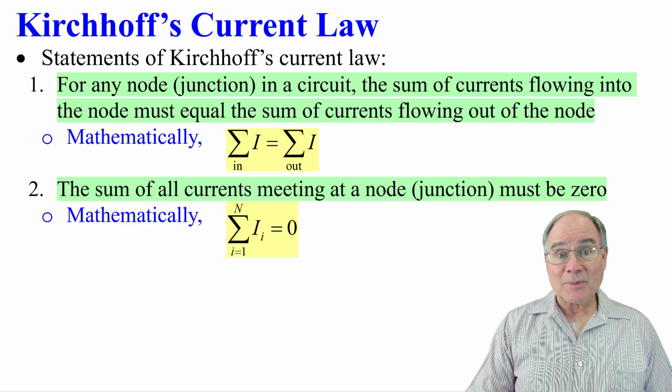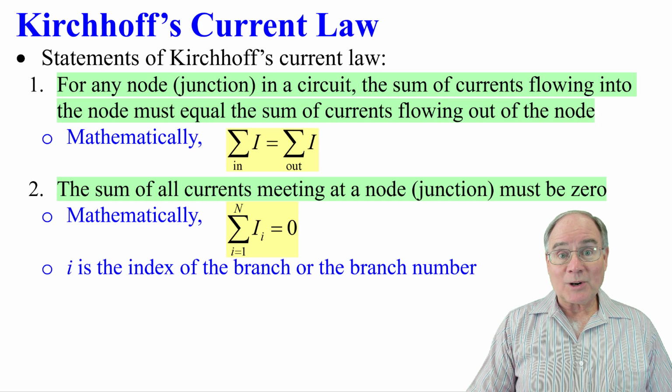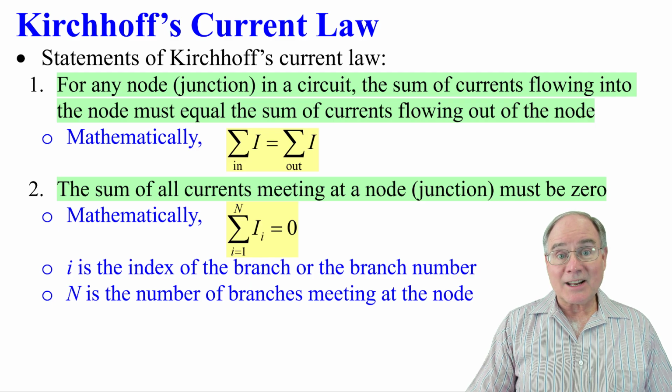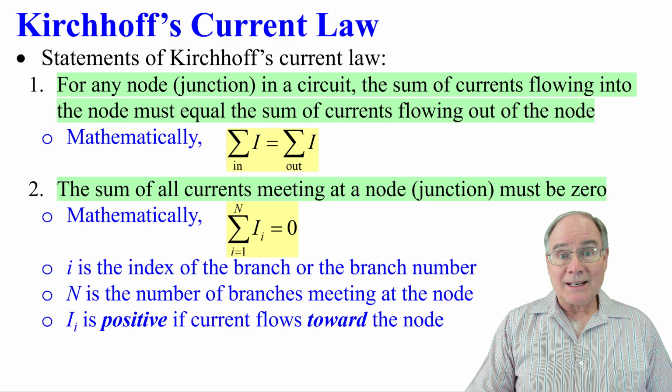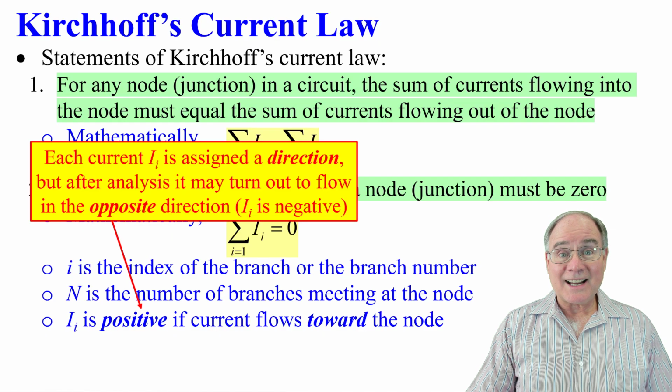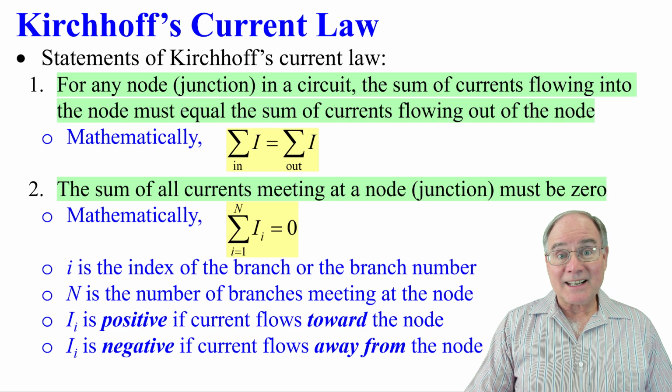The equation is sigma i from 1 to N of I sub i equals 0, where lowercase i is the index of the branch, or the branch number. Capital N is the number of branches meeting at the node, and I sub i is positive if current flows toward the node. Note that we assign a direction for each current, but after the analysis, that direction may turn out to be wrong. If current flows in the opposite direction from what we assigned, it's not a problem. We just get a negative value for that current. I sub i is negative if current flows away from the node.